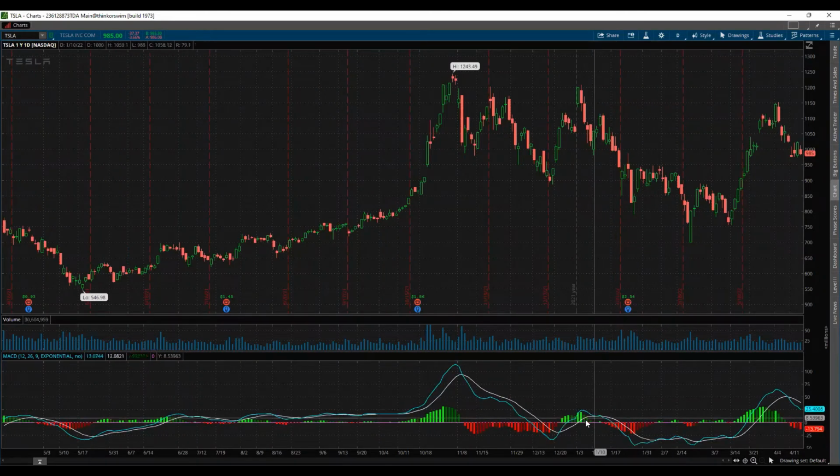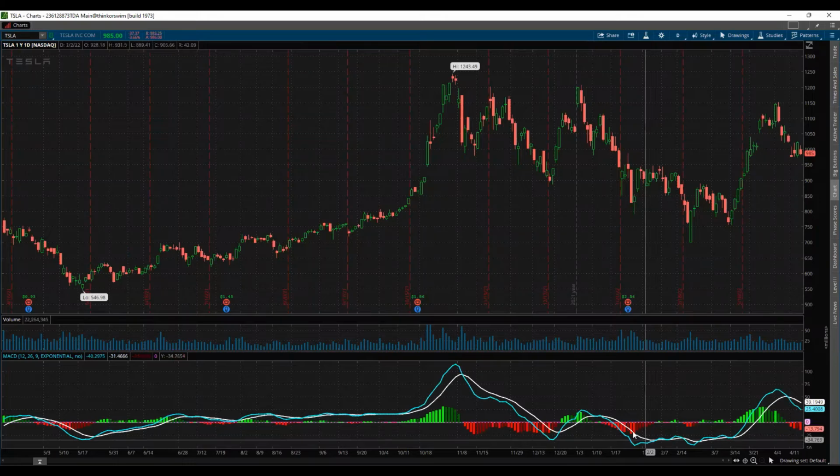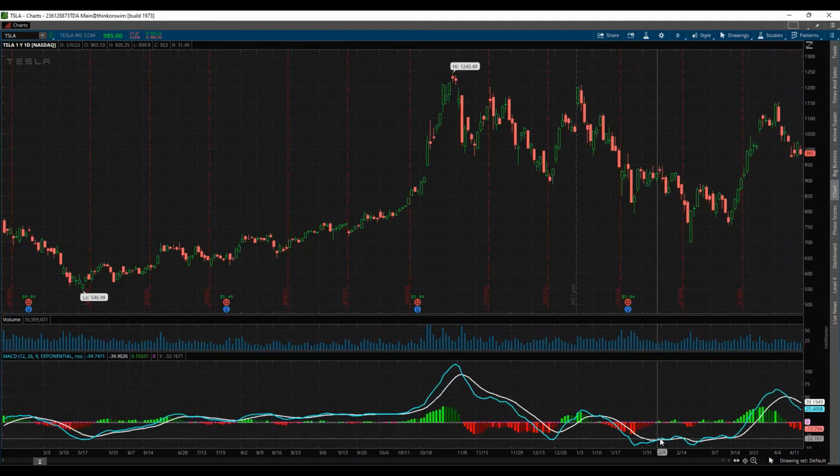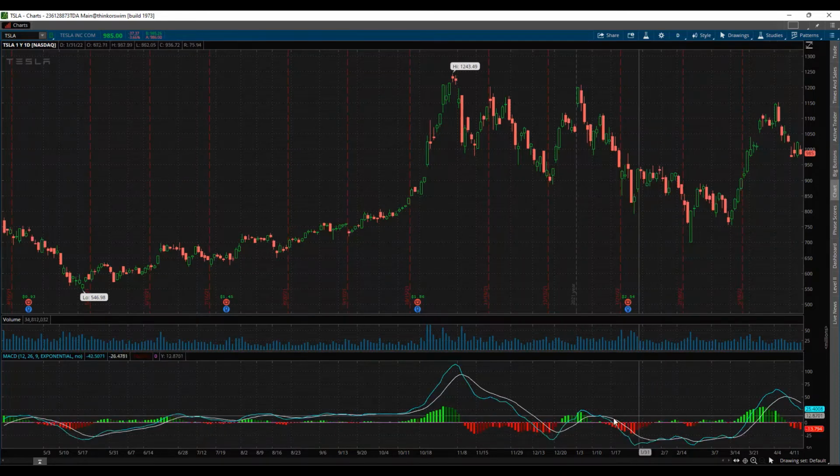And another thing is, as long as the signal line and MACD line are below the zero line, you are still in negative territory. Okay, you are not entered. Even if it crosses, it is tough to say it will go upside. But if the cross happens in the upside, it's the same thing.